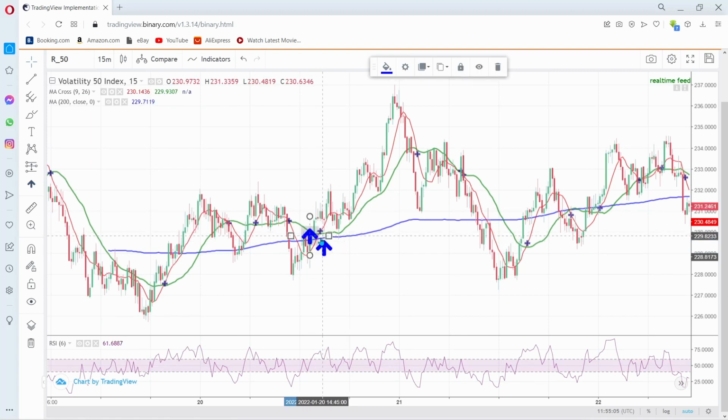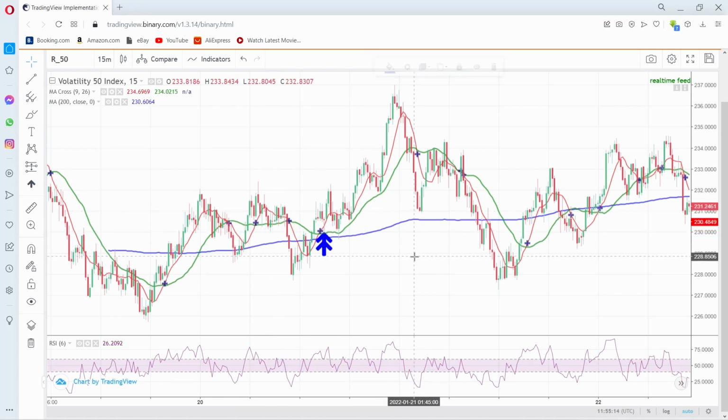There are two arrows over here for this one. Let me put one on top of the other so that you can see that there are two arrows. One is for the indicator, and one is for the crossover.